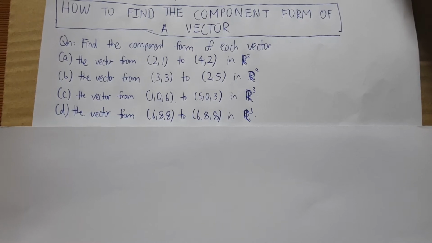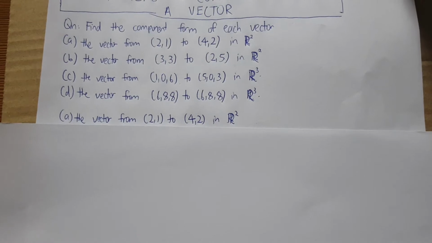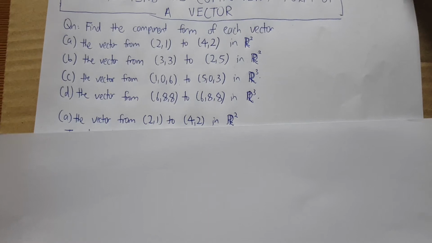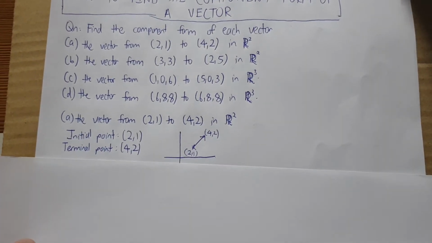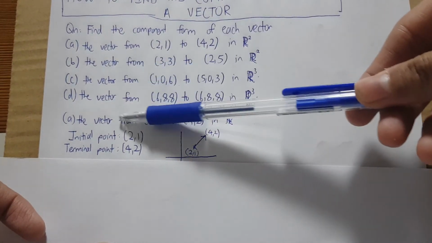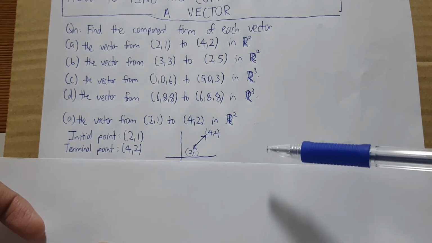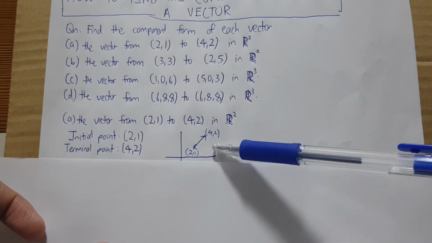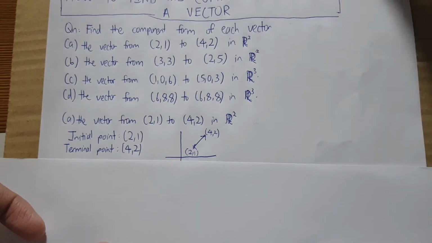For the first one, which is the vector from (2, 1) to (4, 2) in R2, first thing, we identify the initial point and terminal point, as you can see over here. So the initial point is (2, 1), terminal point is (4, 2), which is the final point. To visualize, you can draw the points. So (2, 1) is the point over here, and (4, 2) is the point. So it's from here to here. That's like a simple line graph.